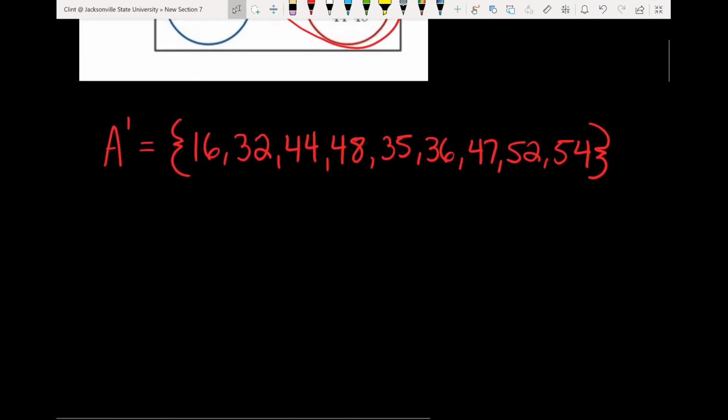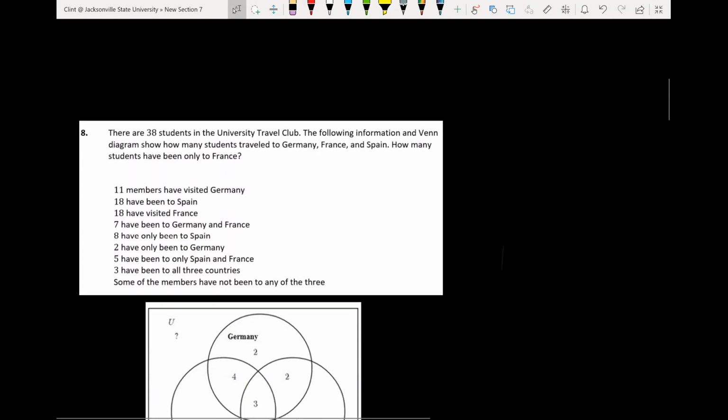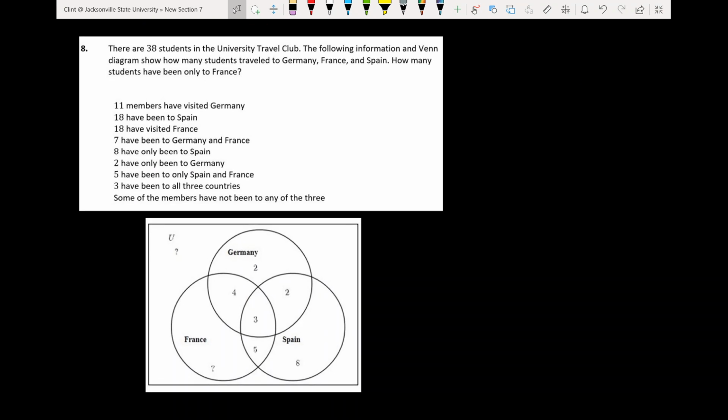Okay, let's go to number 8. Alright, this looks like one of the really tricky ones that I did a video on already, but it's not as bad. It just looks the same. It says there are 38 students in the University Travel Club. The following information in Venn diagram show how many students travel to Germany, France, and Spain. But look at the question. It says how many students have been only to France. And it gives us this Venn diagram that's already mostly filled out.